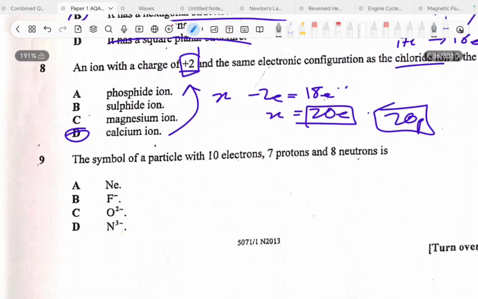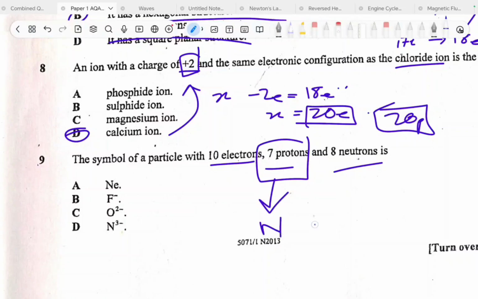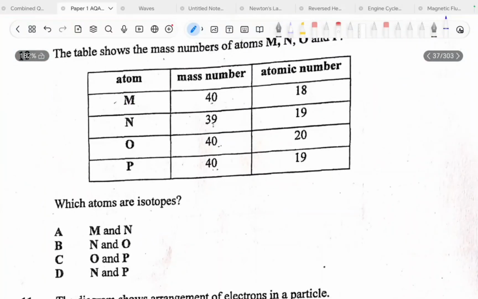The symbol of the particle with 7 electrons, 7 protons, and 8 neutrons is... The most important thing you have to know here is 7 protons. Everything else you can leave for now. 7 protons is a characteristic of nitrogen. Do we have multiple nitrogen isotopes? No, we have only one nitrogen option. So cancel everything out and go to nitrogen, because 7 protons is nitrogen. If you check your periodic table, that's the answer. So the answer is D.